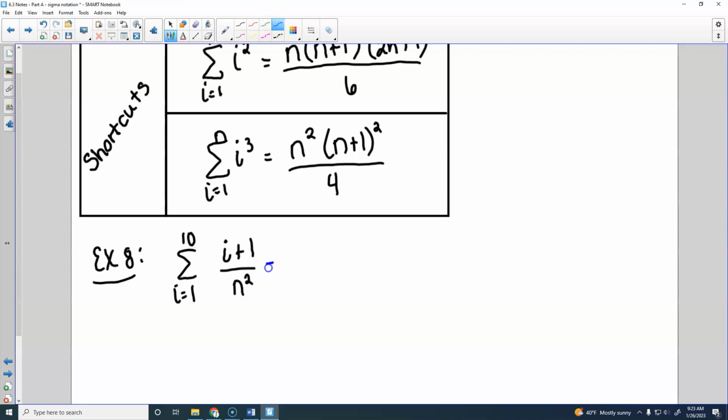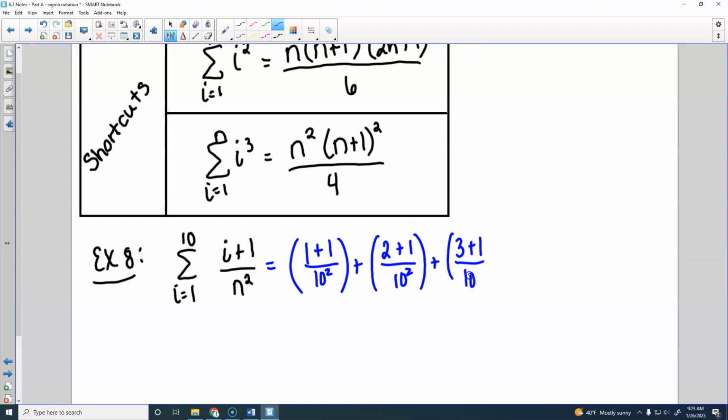So you have the option of doing it the long way, which would be 1 plus 1 over 10 squared plus 2 plus 1 over 10 squared plus 3 plus 1 over 10 squared plus dot, dot, dot, until you get to 10 plus 1 over 10 squared, right? I think it's pretty easy to understand what you're doing there. Like, that makes a lot of sense to me, just to write it out like that. But as far as typing it into the calculator and getting an answer, it's strenuous.